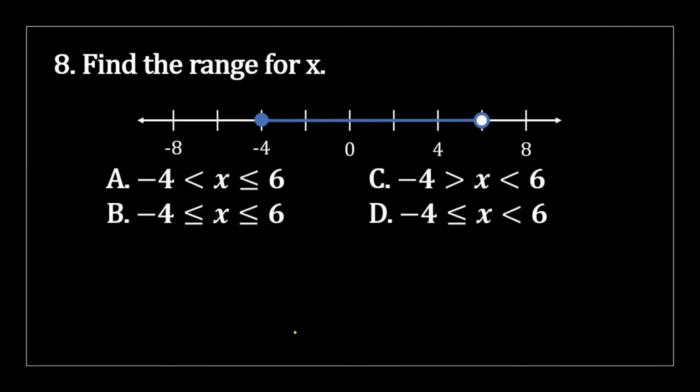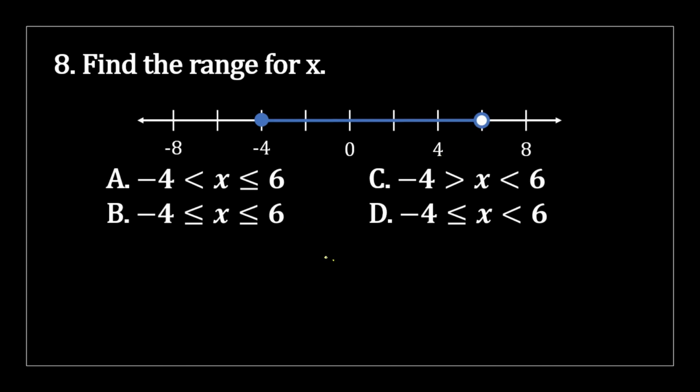Find the range for x. When you say find the range for x, we're just finding the value of x within this interval. If it is a solid line, meaning that the 4 is included in the value of x, on this side, negative 4 is included. On the other side, if it is dotted, there's a hole here. Therefore, the value here, which is 6, is not included.